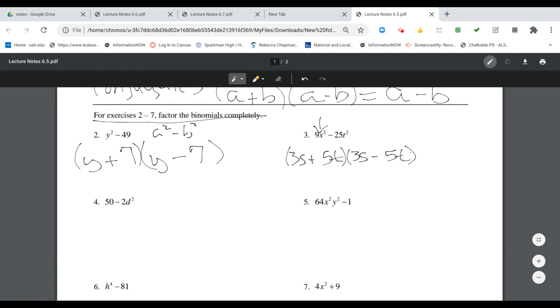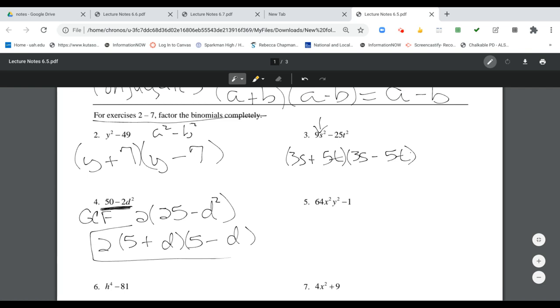Now in number 4, we do have a greatest common factor. So I'm going to take out the 2. When I do that, I end up with 25 minus d squared. So I did not begin with a difference of squares, but I ended up with one once I took the greatest common factor out. So the 5 goes first because the 25 is first, your d's go last, and then one plus and one minus. Notice I still have that greatest common factor 2 out in front. You always keep that common factor as part of your answer.